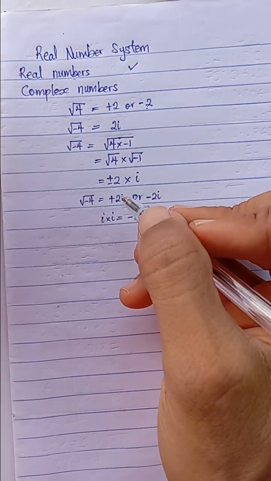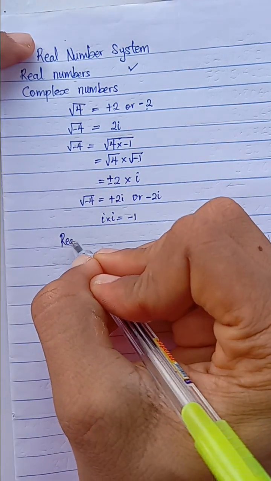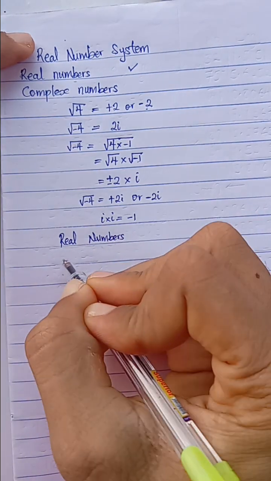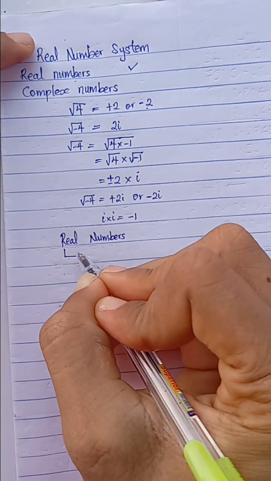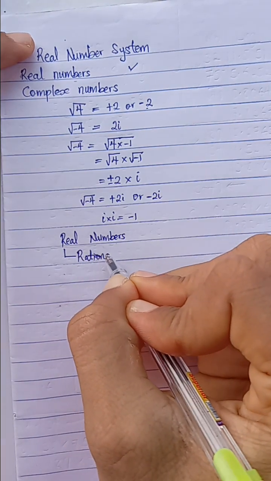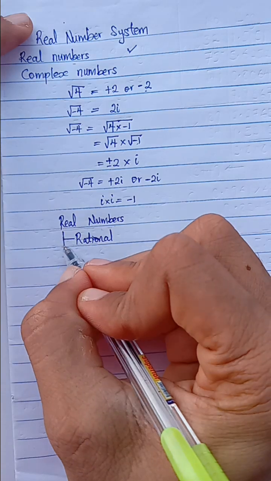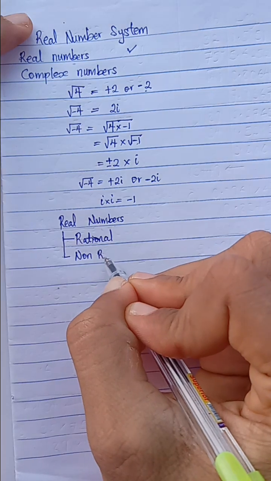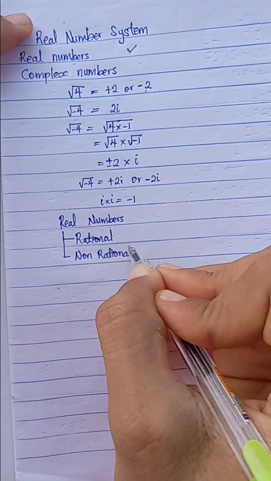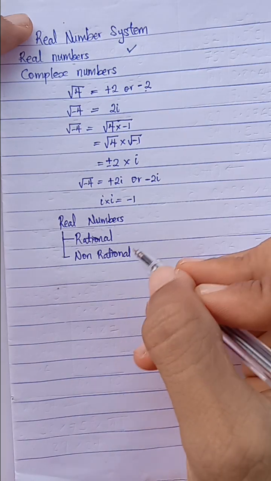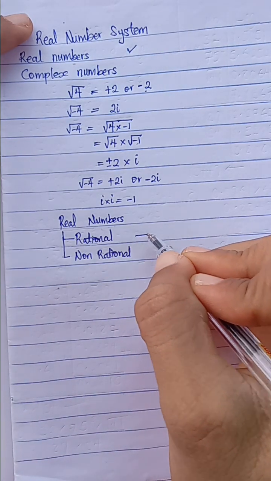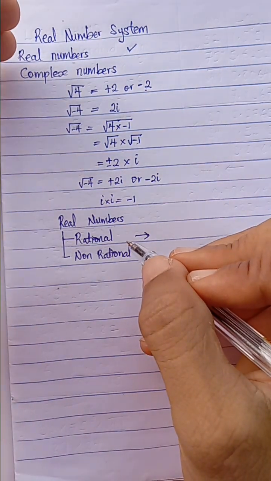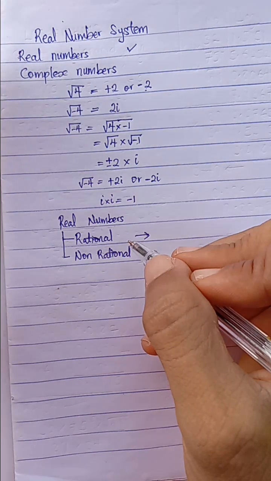Now, talking about real numbers, we can group them into rational and non-rational. So what are rational numbers? These are all the numbers that we can express as exact fractions.